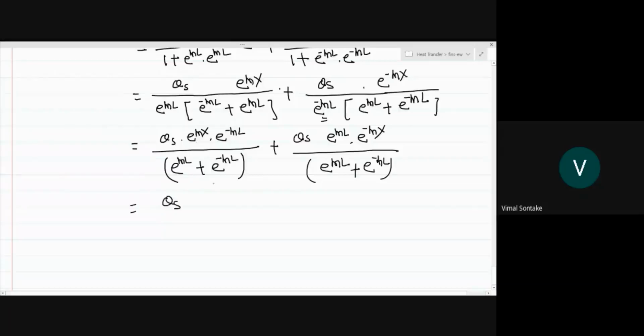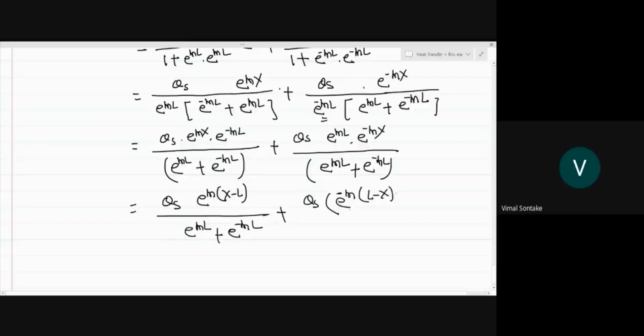Now once again from the law of logarithm, what will it become? It will become e to power m x minus l over e to power ml plus e to power minus ml, plus the second term will become theta s e to power minus m l minus x over e to power ml plus e to power minus ml.